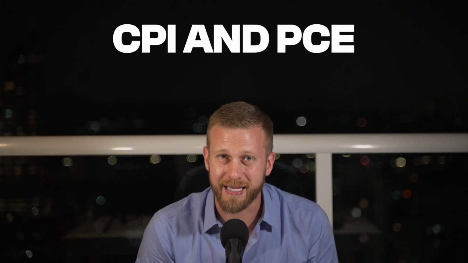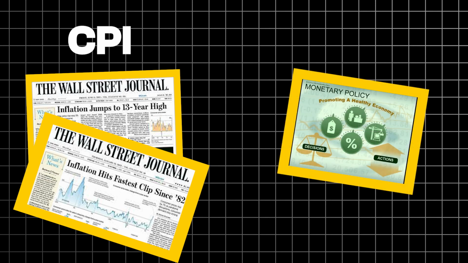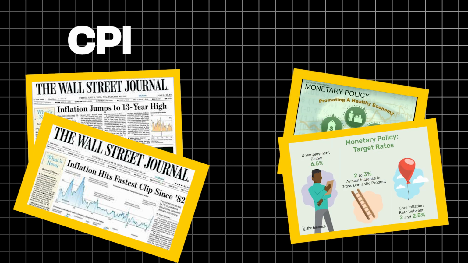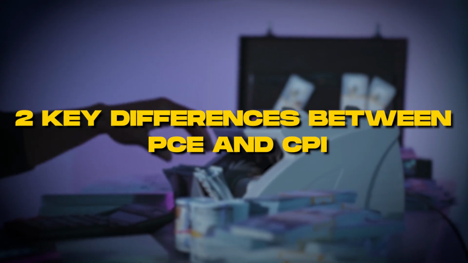And since we're on the topic of the Fed, I guess now would be a good time to distinguish between CPI and PCE. Headlines almost always show CPI, but when the Fed is setting monetary policy, like whether they should raise or lower interest rates, they are looking at the PCE, personal consumption expenditures. There are two key differences between PCE and CPI.